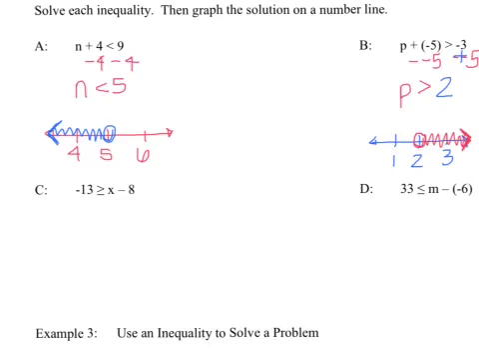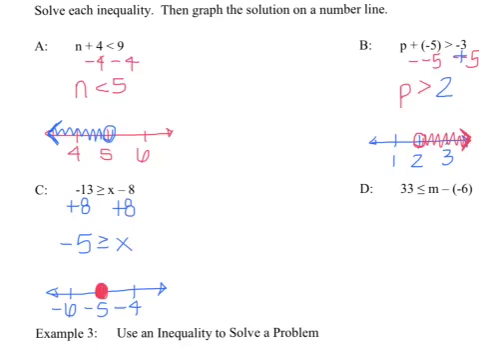Same idea for C, so it's x minus 8, so we need to plus 8. Negative 13 plus 8 is negative 5, greater than or equal to x. Make your number line. Put your negative 5 on there. Remember, to the left is a smaller number, so that's negative 6. Negative 4 would go on the right. Be careful when you're making your number line for your negatives. We have a closed circle because we've got that equal to.